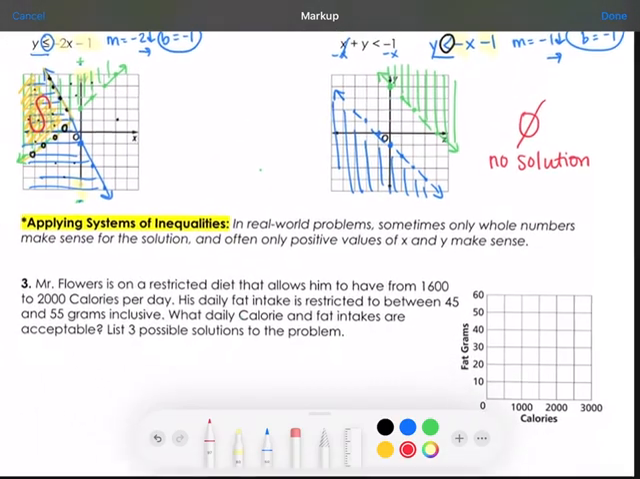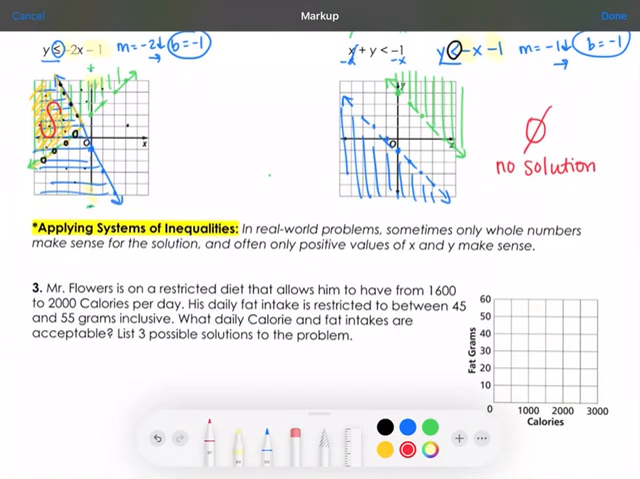Okay, so moving on to applying these systems of inequalities to word problems. Here's a little note. It says, in real-world problems, sometimes only whole numbers make sense for the solution, and often only positive values of x and y make any sense. So you've got to think about what your situation is. If you're solving for time, negative time doesn't make sense, so you need to make sure you get positive values. Same with whole numbers. If we're talking about how many people, it doesn't make sense to have 3.2 people. Only whole numbers make sense. So we want to keep that in mind as we're solving these real world problems.